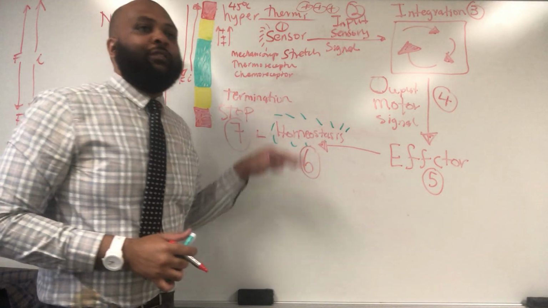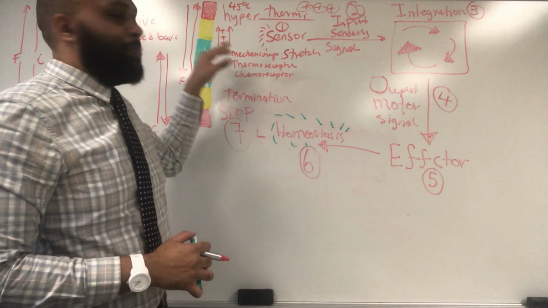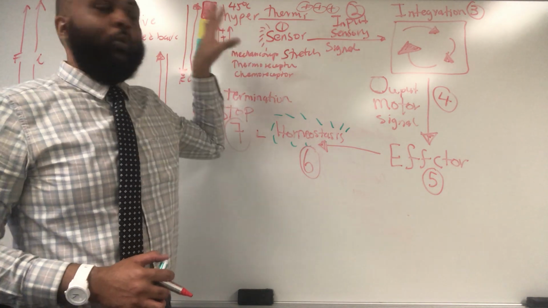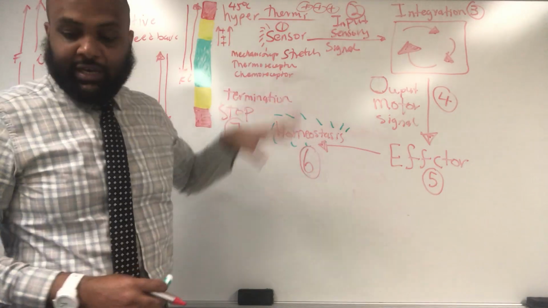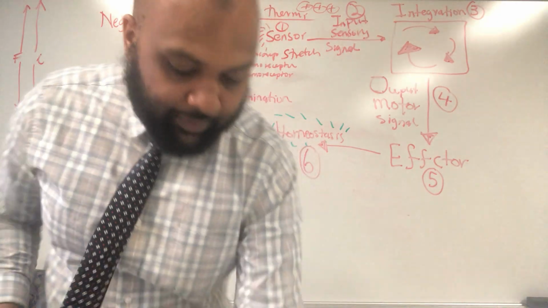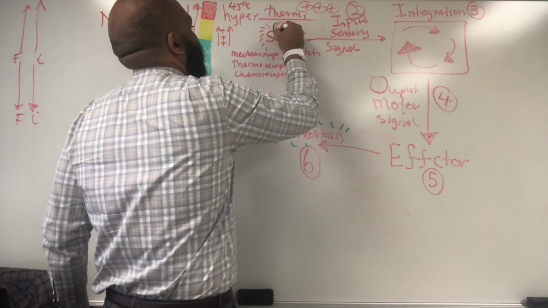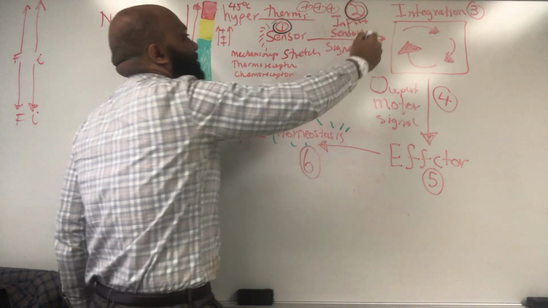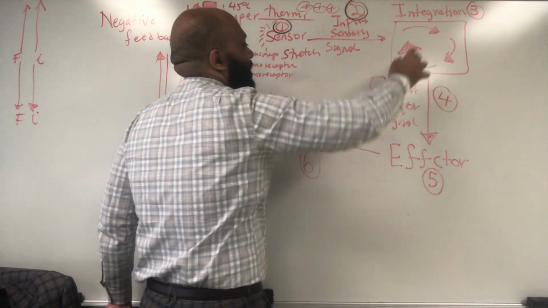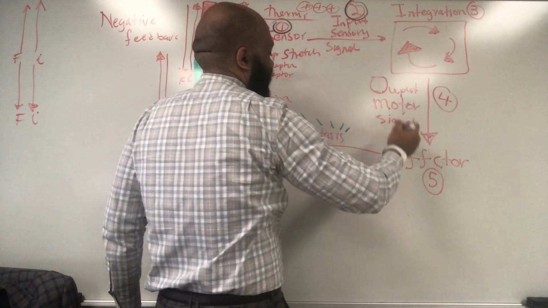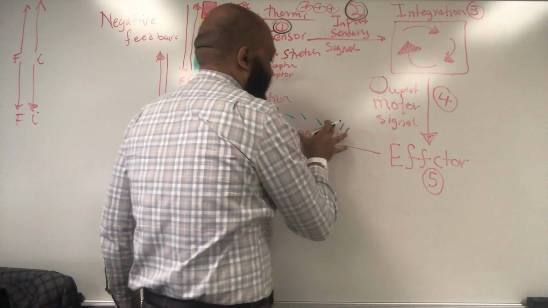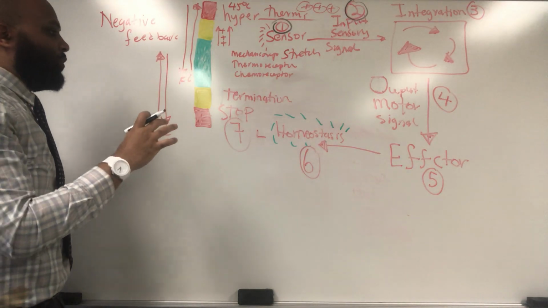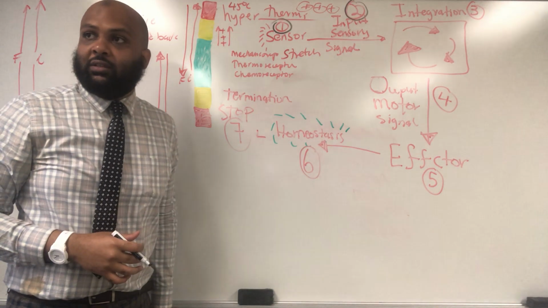This is the template for homeostasis. If we want to repair homeostasis, we have to follow these 7 steps. Step number 1, what is step number 1? Step number 1 is a sensor. Then step number 2 is an input signal. Then step number 3 is an integration computer. Then step number 4 is a motor signal. Step number 5 is an effector. Step number 6, we return back to green homeostasis. And step number 7, we terminate the response.